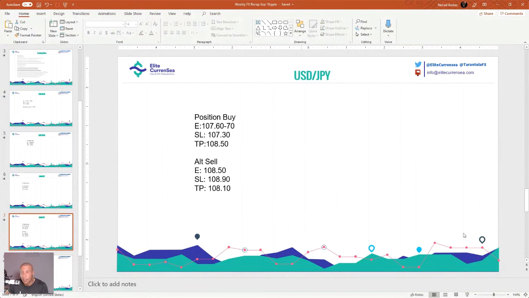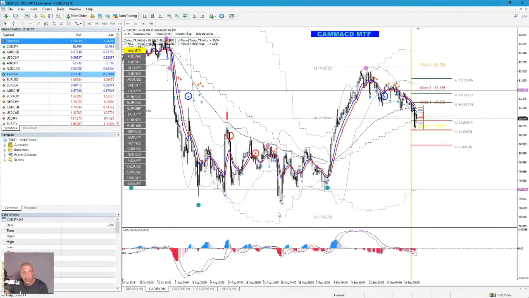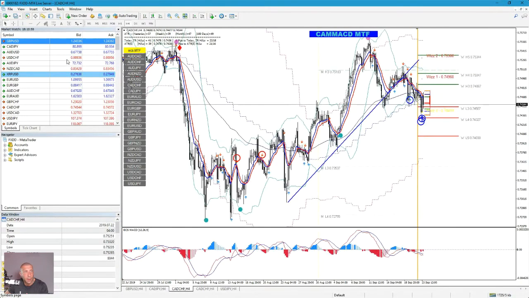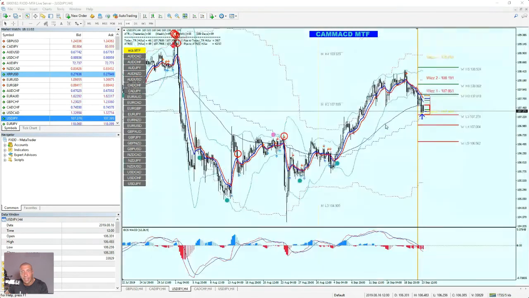Dollar yen. Let me check the dollar yen. CAD Swissie could go up, but I'm hesitant to go long. Dollar yen has an entry right now, but I already have a few trades running and it's support. So there is a possibility, guys.